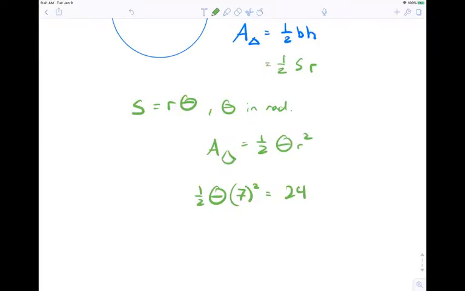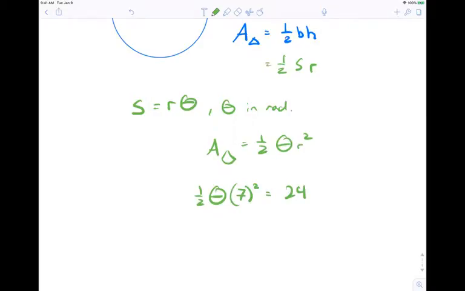So if we were going to solve for theta from here, what would we do? Put what in the calculator? We want to isolate the theta. How can we isolate the theta? We want to move things away from the theta.